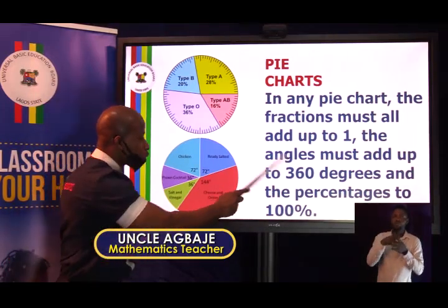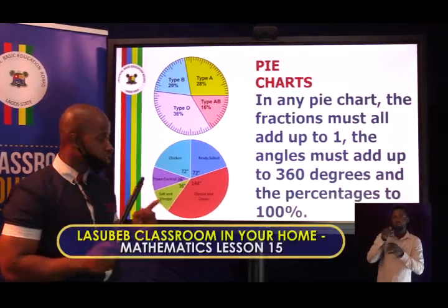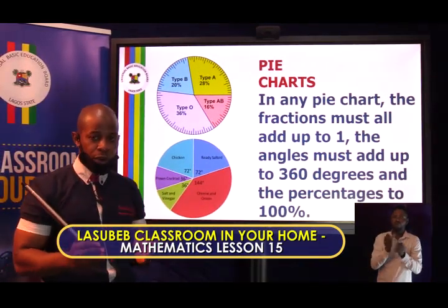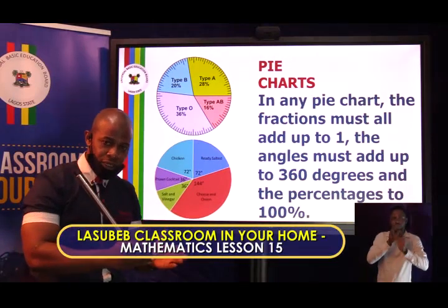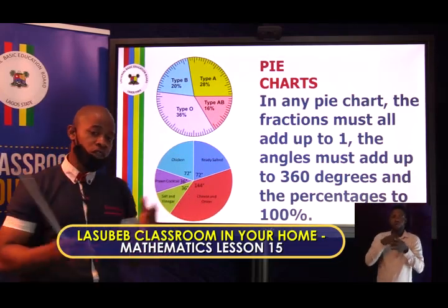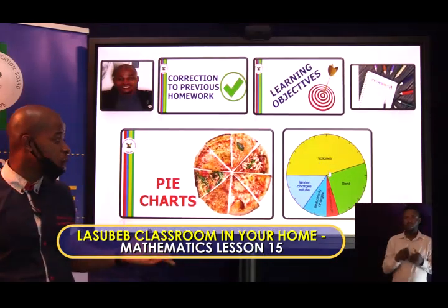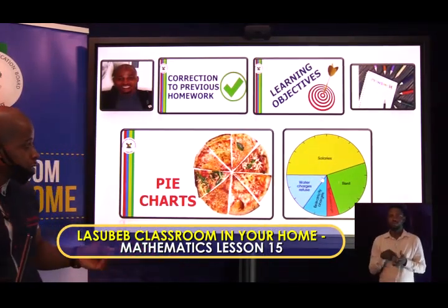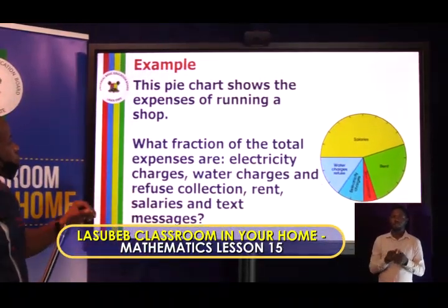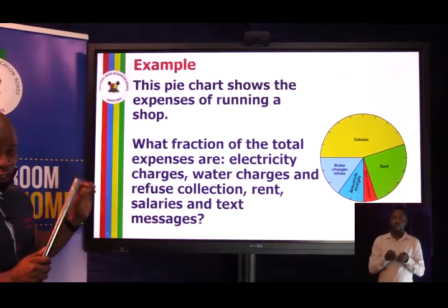If it is given to you in terms of degrees, then the whole angle in a circle must add up to 360 degrees. So at every point in time, before you start working with the pie chart, check, is it given in percentages like this one? Or is it given in degrees like this one? Or is it given in fractions like the one we'll be looking at in our sample? So now let's see how we're going to be applying this knowledge of how to solve pie charts in actual problems. Now, this pie chart shows the expenses of running a shop.